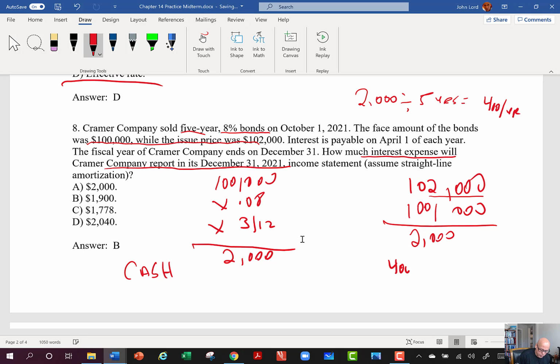I'm going to take the 400 times what? Times the 3/12 of the year, October, November, December. That means that I would have only amortized $100 of that premium. And when I amortize the premium, the amortization of the premium reduces the interest below the cash interest. So I have to do what? I have to subtract the 100. That gives me this 1900, the correct answer.